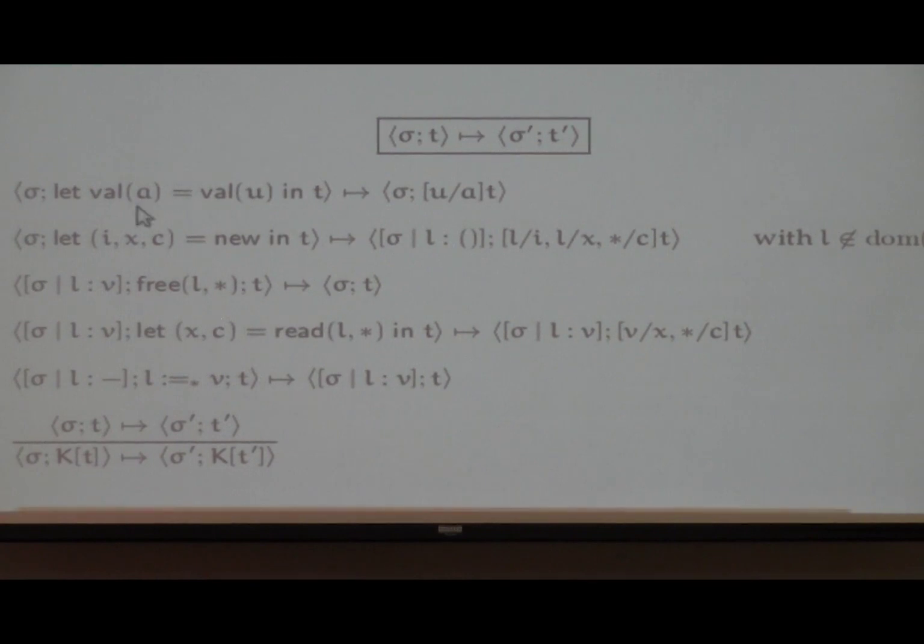So the most basic one is when we have a val of u. Since that's a side effect free computation, we're treating it as an effectful computation, the store isn't changed. So whenever we see let val of a equals val of u in t, then we can just do the substitution. We can substitute u for a in t and leave the store sigma unchanged.